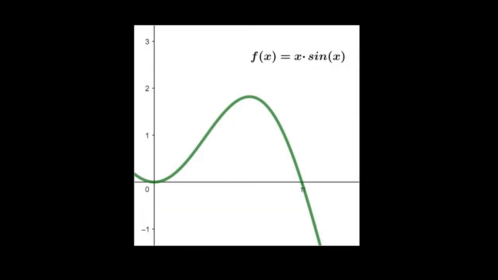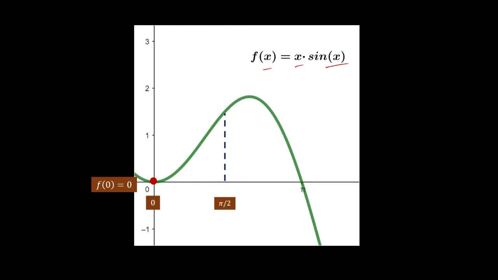So let us pay attention to the closed interval 0 to pi over 2. Our function is continuous in the closed interval 0 to pi over 2. Now, f(0) is equal to 0. f(0) is 0 times sine of 0, which is 0.